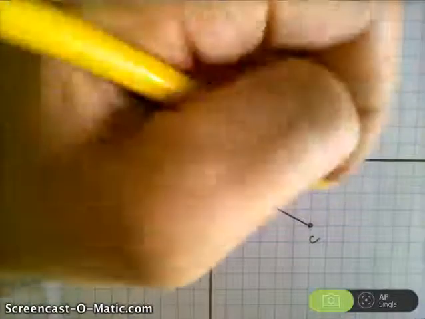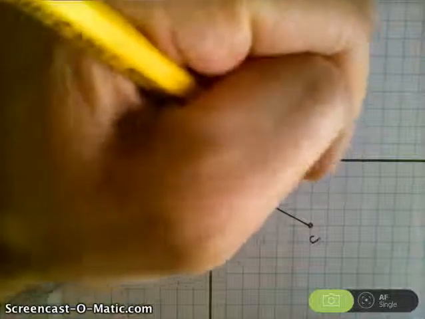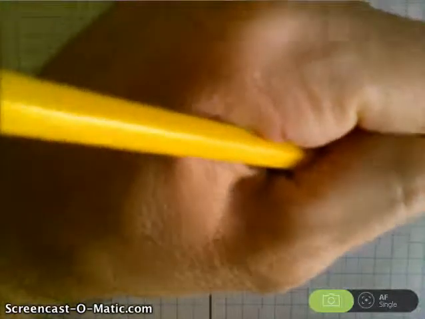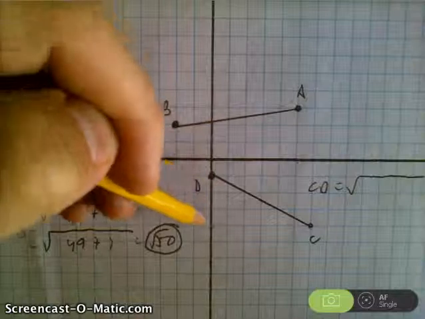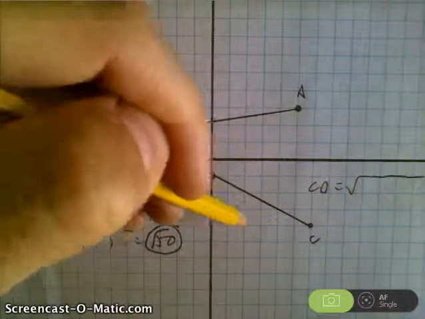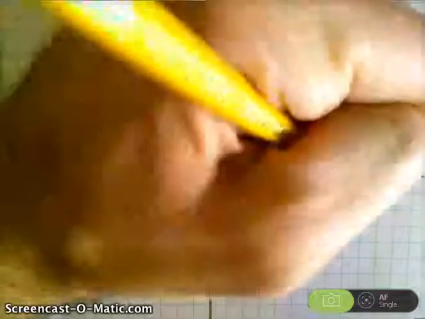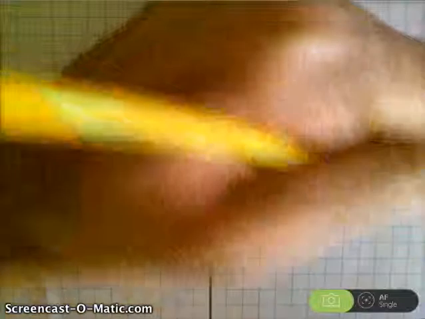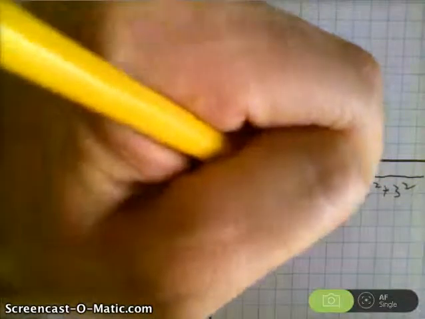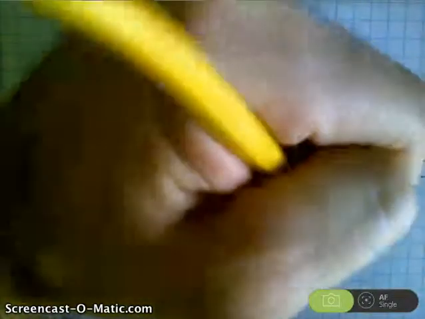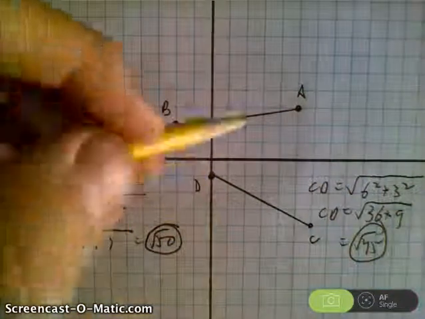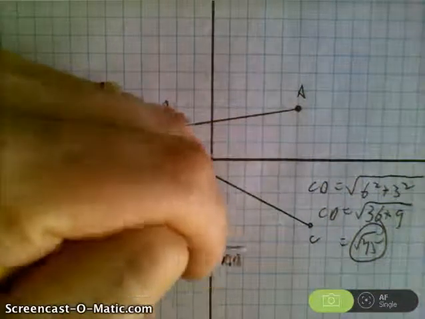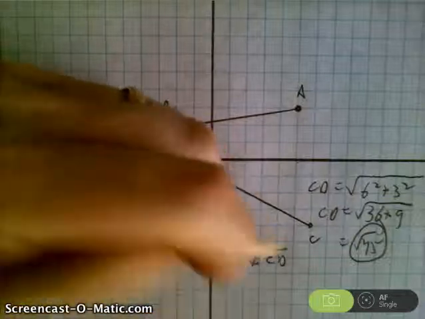And then for CD, CD will end up being a vertical change of 1, 2, 3 and a horizontal change of 1, 2, 3, 4, 5, 6. So this will be 6 squared plus 3 squared, which ends up making radical 36 plus 9, which makes it rad 45. So you can see as a result of that, AB is not congruent to CD.